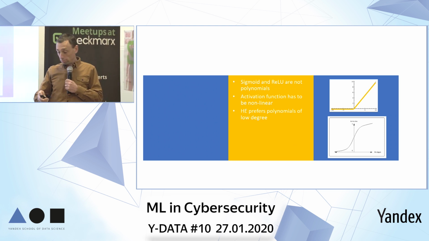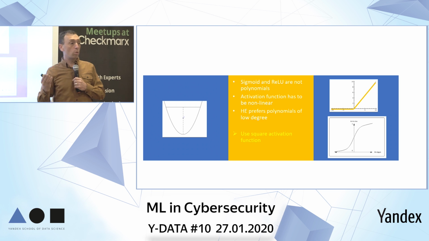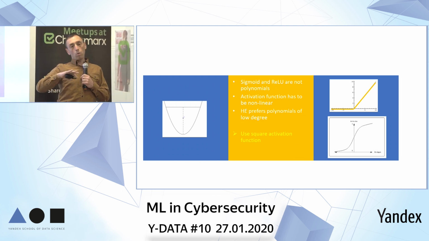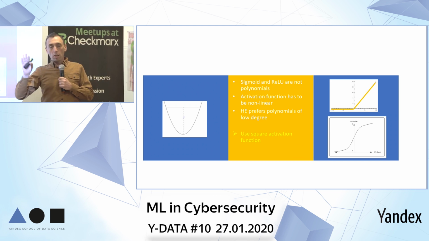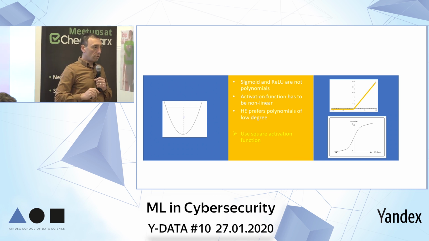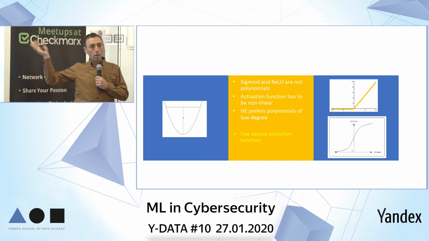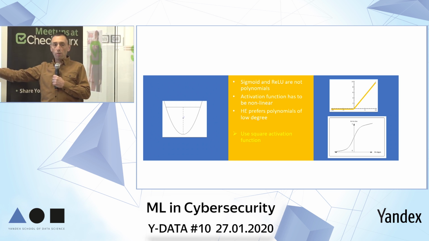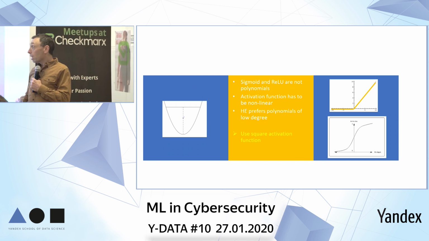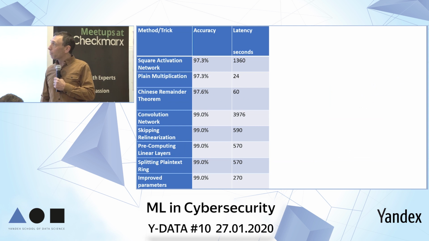Square. So we just use the square as the activation function. So we build a neural net that instead of ReLUs or sigmoids, we use square as the activation function. So it's nonlinear, but we can compute it with homomorphic encryption because it's polynomial and it's of low degree. And it turns out that it works.